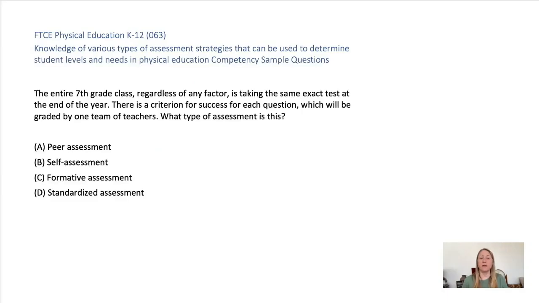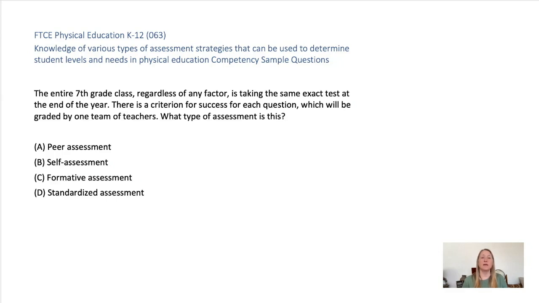The entire 7th grade class, regardless of any factor, is taking the same exact test at the end of the year. There is criterion for success for each question, which will be graded by one team of teachers. What type of assessment is this? A, peer assessment, B, self-assessment, C, formative assessment, or D, standardized assessment.